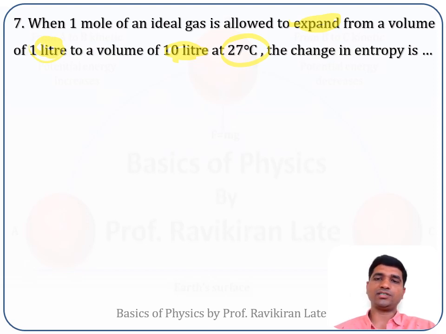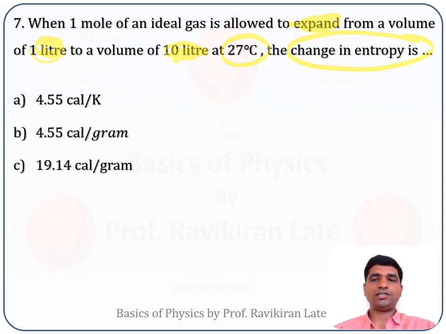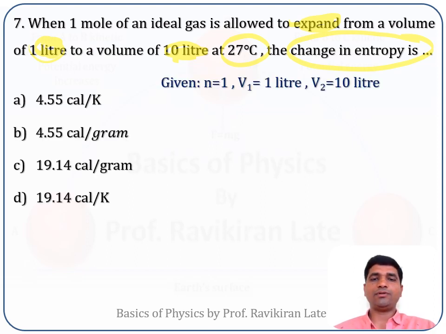So temperature is given, and we need to calculate the change in entropy. We know that the change in entropy is given by the formula 2.303 nR log of V2 by V1. So in this case, the initial volume is given, which is 1 liter.